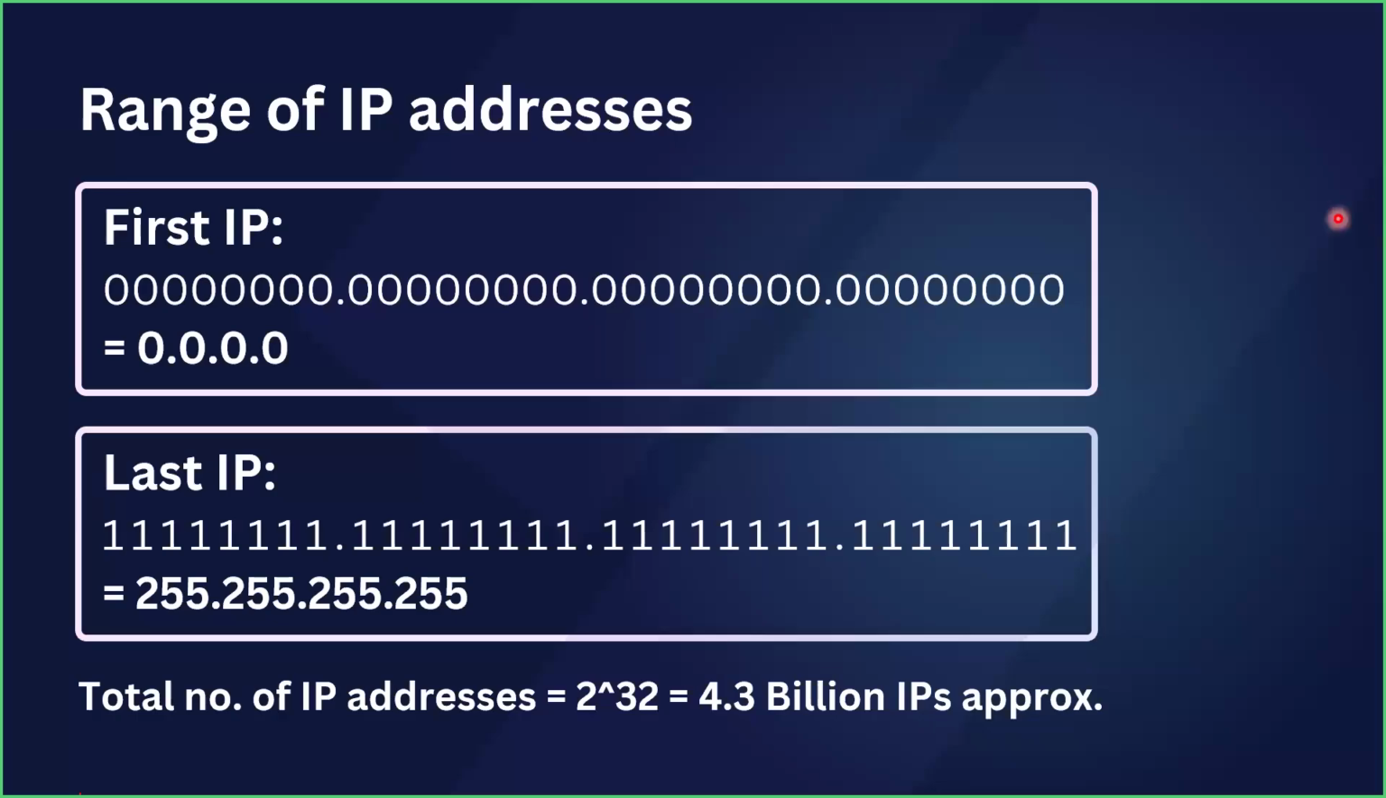Because we have 32 bits in total. So 8 bits, 8 bits, 8 bits, 8 bits. So 8 plus 8 plus 8 plus 8, 32. And in each bit, there are two possibilities. So 2 raised to the power of 32. Okay, right. Others, any questions?